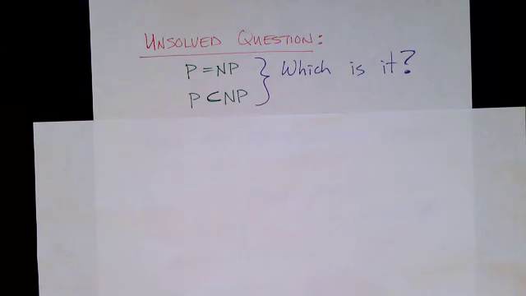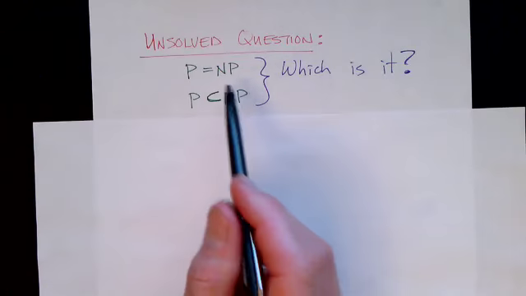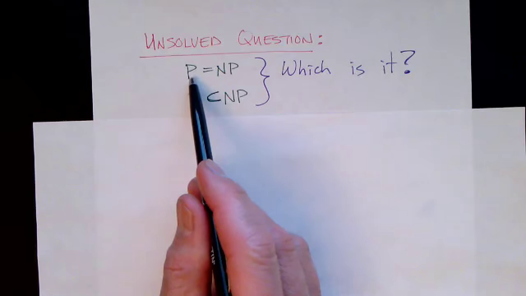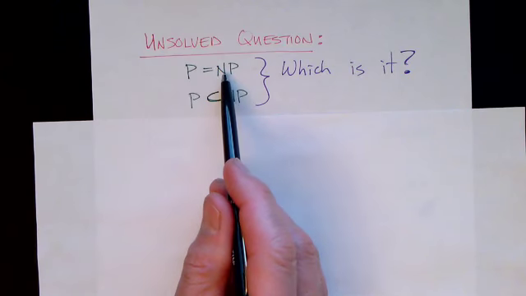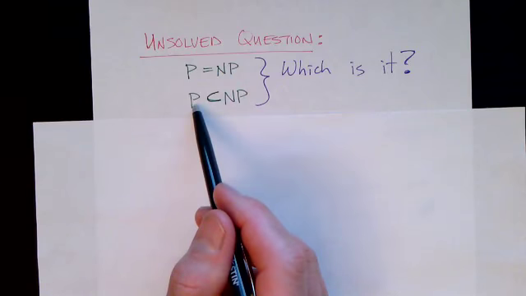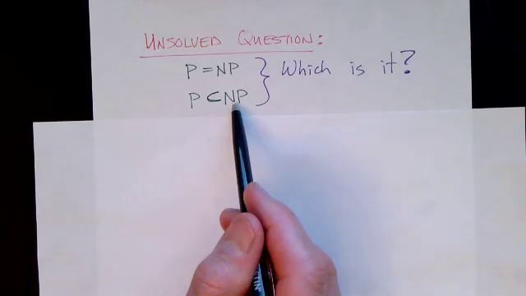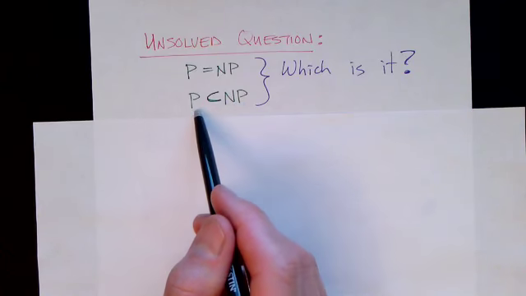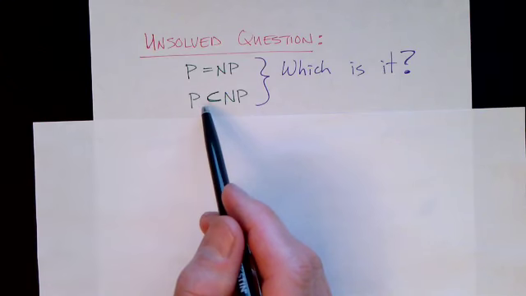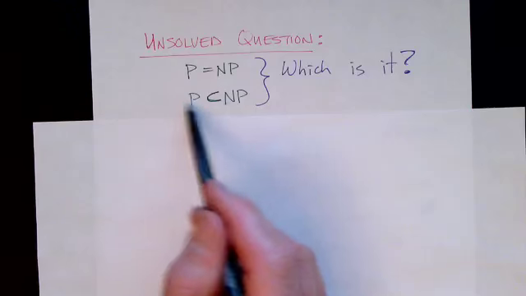Now we come to an unsolved problem. This is an open question. This is a famous unsolved problem, and certainly the most well-known unsolved question in computer science. It's the question of whether P equals NP or not. So there are really two possible choices. The set of problems in P is equal to the set of problems in NP, or the set P is a proper subset, that there are problems in NP that are not in P. And it certainly seems that the latter is the case.